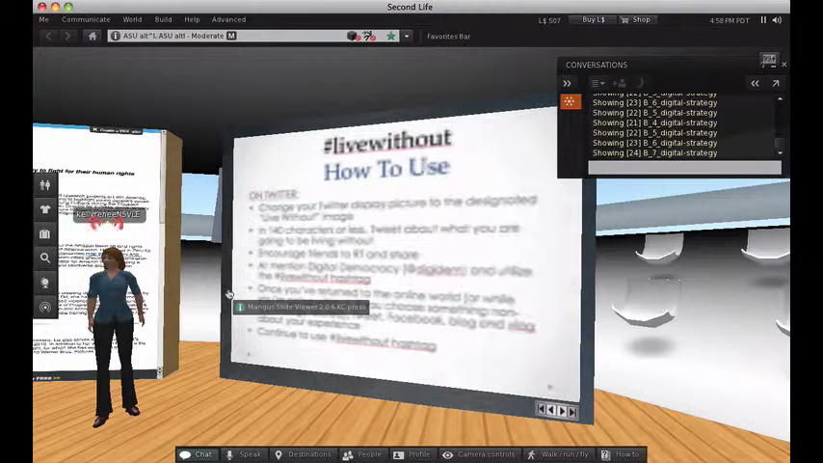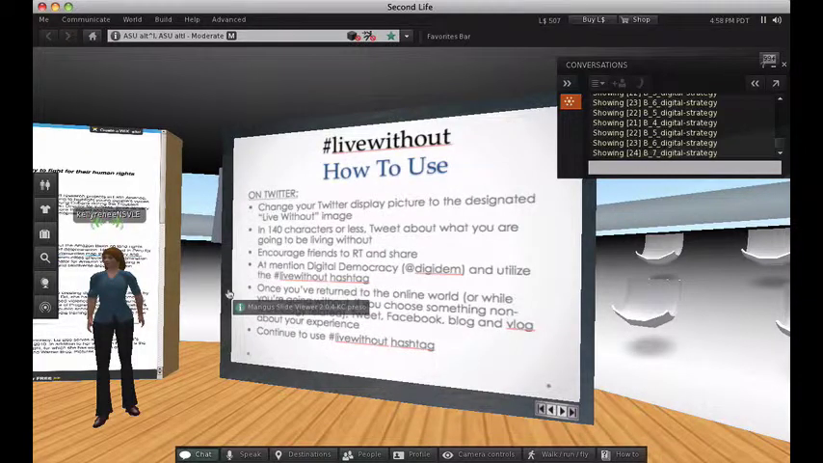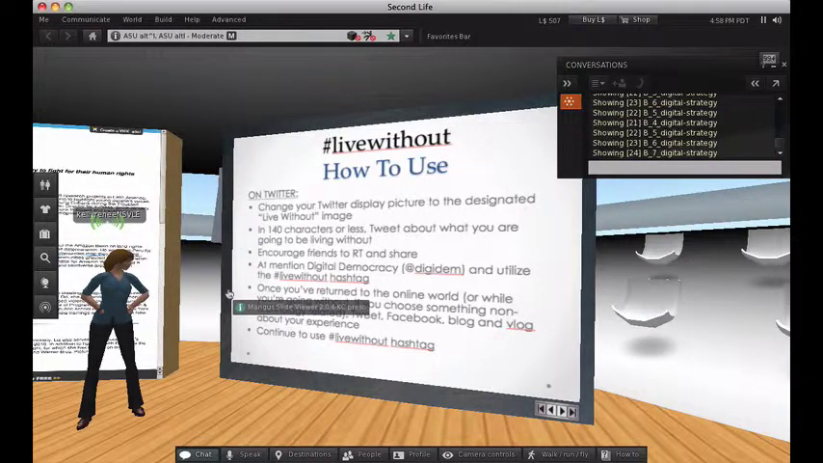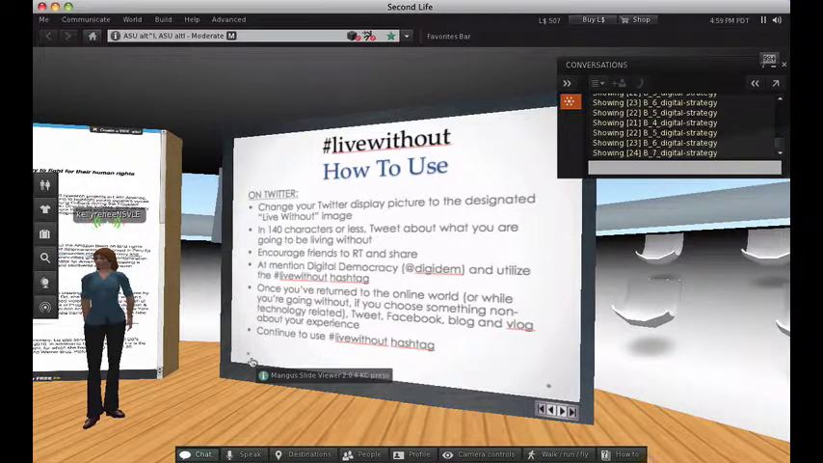So on Twitter, we really just want the Live Without hashtag to be noted. We want Digital Democracy to be mentioned, so using their Twitter feed as well. That way we can really document the momentum of this campaign by how many mentions and how many hashtags we have in the long term. And once you return to the digital world, the online world, if you chose something non-technologically related, we want you to indicate how that experience went through Twitter, Facebook, or a vlog or blog post.